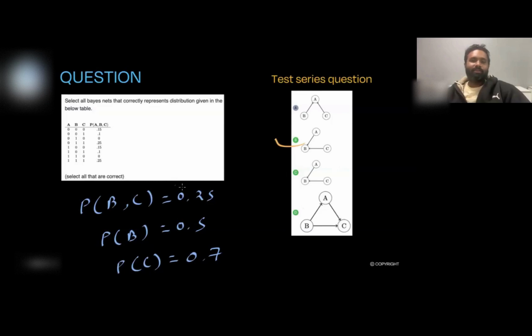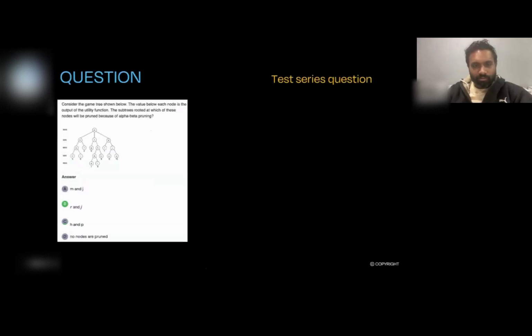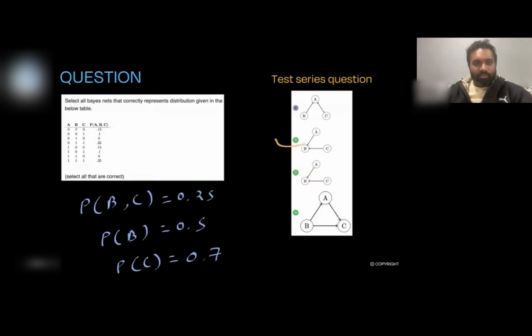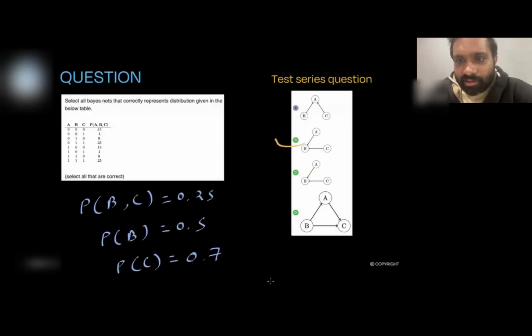What I'm saying is, let's say I give you some other Bayes net. Let me just ask you. This is my Bayes net: A, B, and C. What are the independence assumptions required for this particular Bayes net? Is this in the options? I guess no, this is not in the options.